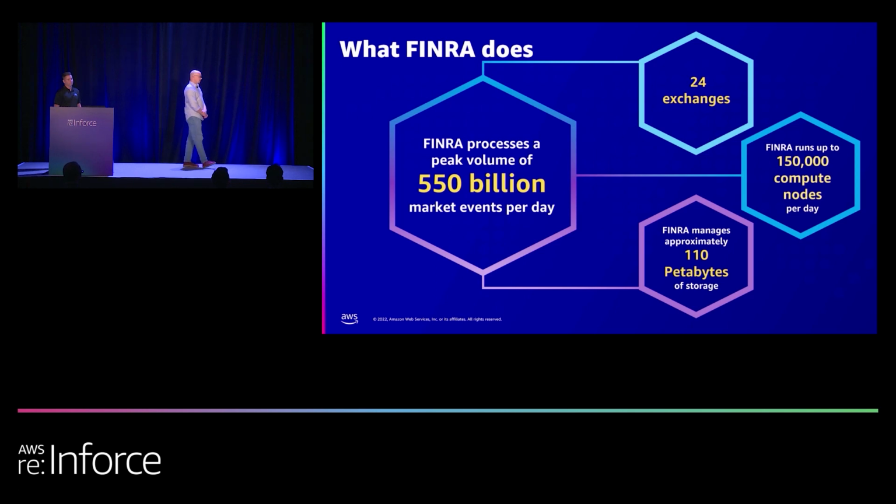So this equates to a lot of data. We process up to 550 billion transactions every day. This isn't a hard number. Obviously, it's going to vary a lot depending on the volatility of the market. The more volatility, the more transactions we have to process. We're monitoring 24 different exchanges, and we store approximately 110 petabytes of data. And to process through all that data every day, we're spinning up about 150,000 compute nodes.